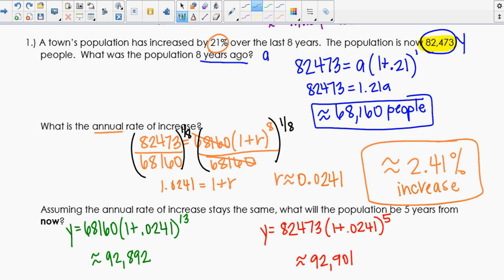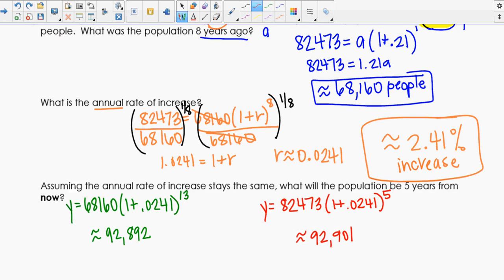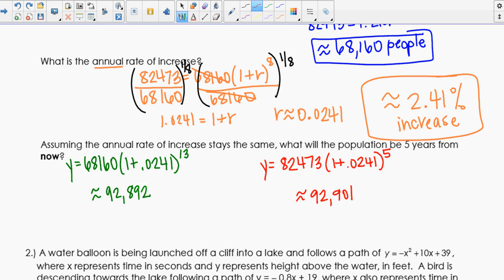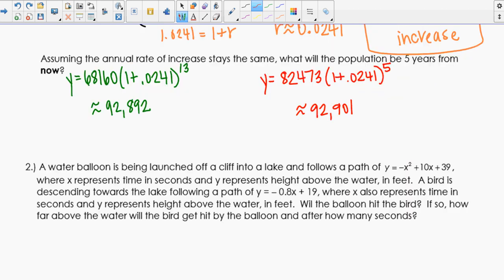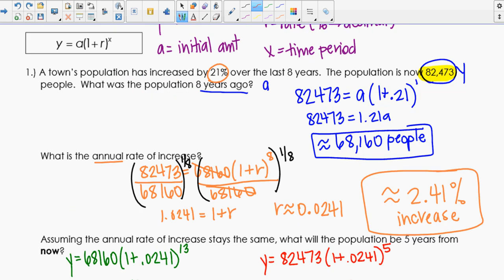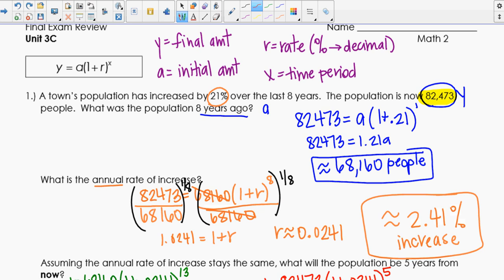So if you look, they're really close. I mean, you're off by what, 7 people, which makes sense. I mean, we had to round and all that. So it doesn't really matter how you do it. Either answer would be acceptable. So you're looking at about 92,900, either way you slice it. Okay, so that takes care of the rates and all of that.